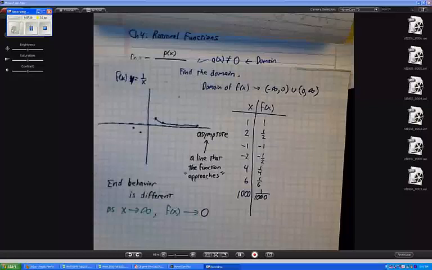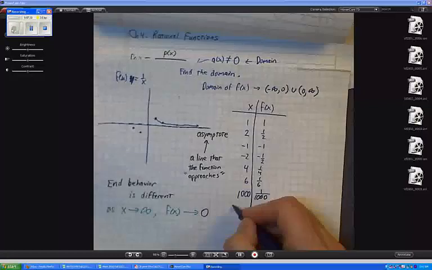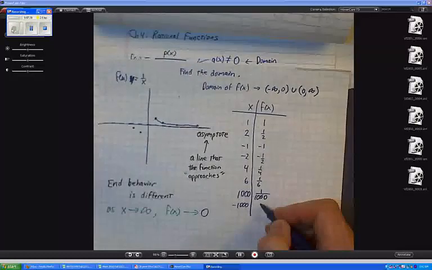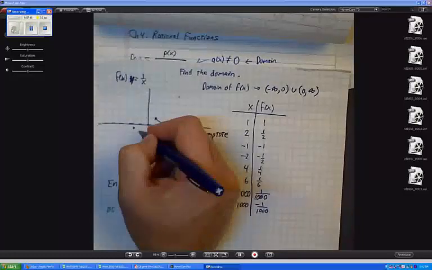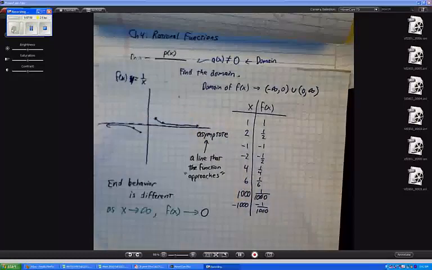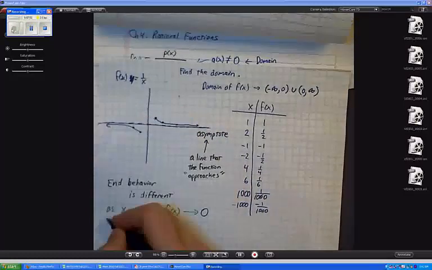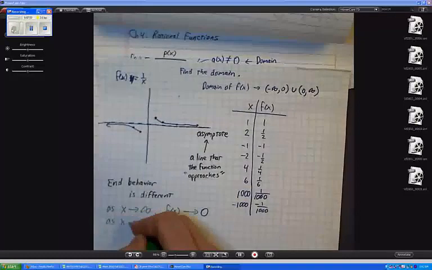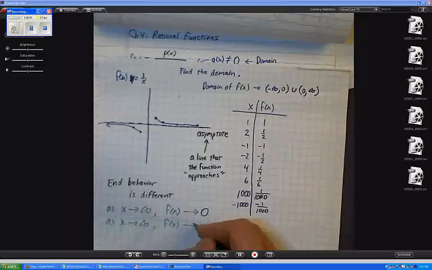By the way, what would happen if I put in negative 1,000? The only difference is you would have negative 1 over 1,000. And so the only difference is that when you go this direction, yeah, it approaches 0, but it's approaching from the bottom. Okay? So let me write that down. As x approaches infinity, we have f of x approaching 0 also.